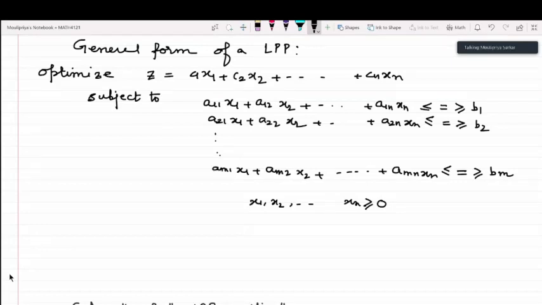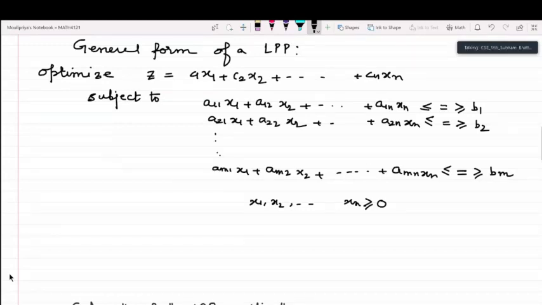Am I okay with this? This is the general form. Now, why is it a linear programming problem? It is linear because, as we can see, all the variables are raised to the power 1, and in none of the cases are the variables multiplied with each other. Hence the name linear programming problem. Am I clear with this?